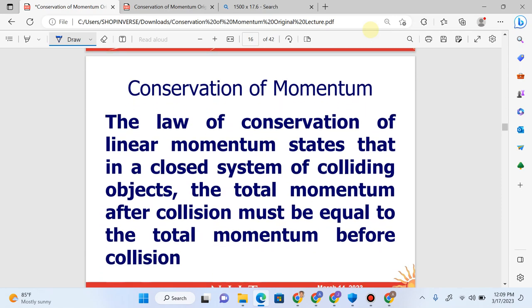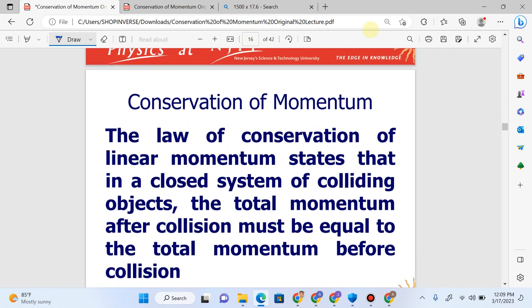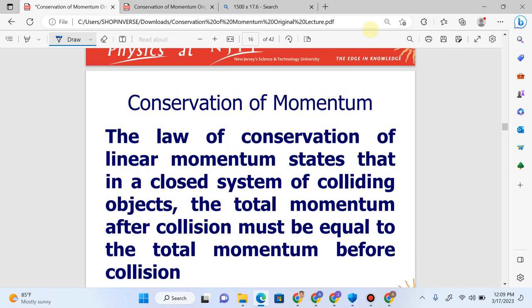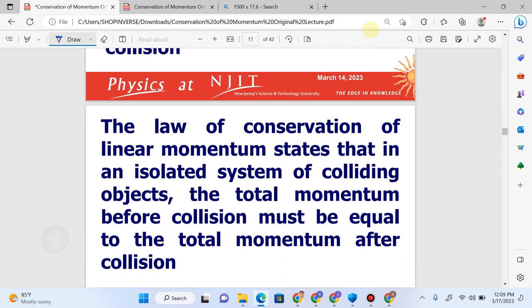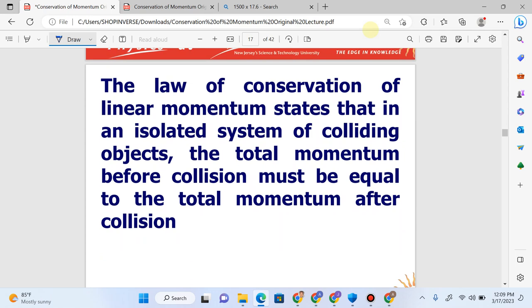Let us take another one. Now, the next one we'll be working on will be based on the law of conservation of linear momentum. Now, the law of conservation of linear momentum, what does it state? The law of conservation of linear momentum states that in an isolated system of colliding objects, the total momentum before collision must be equal to total momentum after collision. What does that mean?